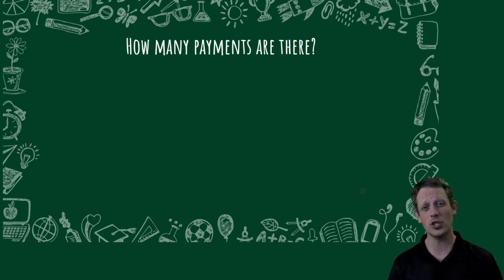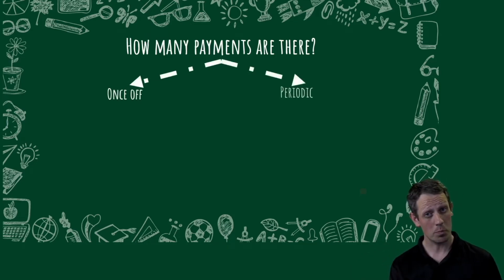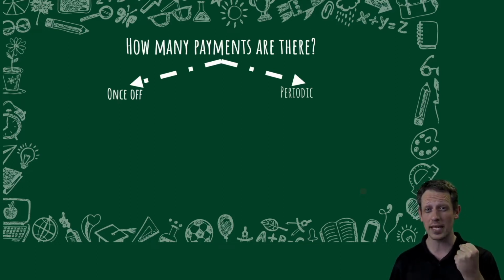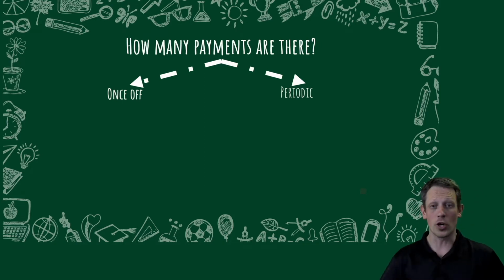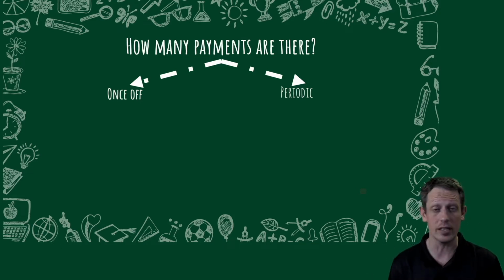So the first question you always ask yourself is, how many payments are there going to be? So if there is a once-off payment, or there's going to be periodic payments, meaning you're going to have either a single payment or a single loan you're going to take out, and you're going to have one payment at the end, or you're going to repay every single month or every single quarter, maybe even every year. It depends on the scenario.